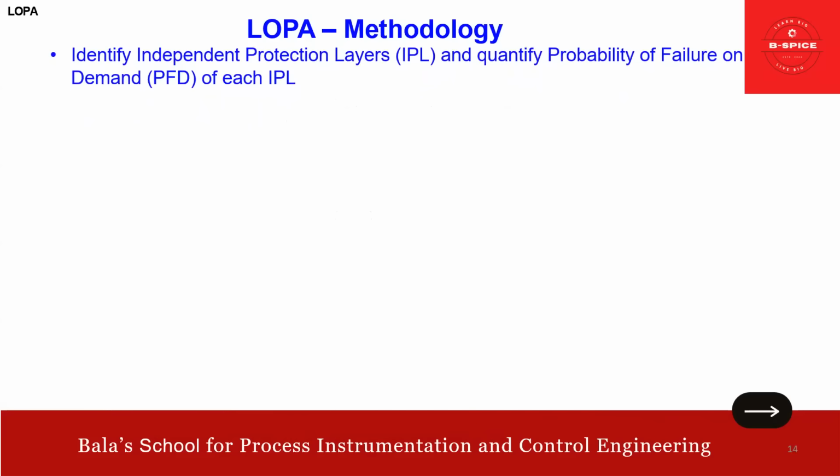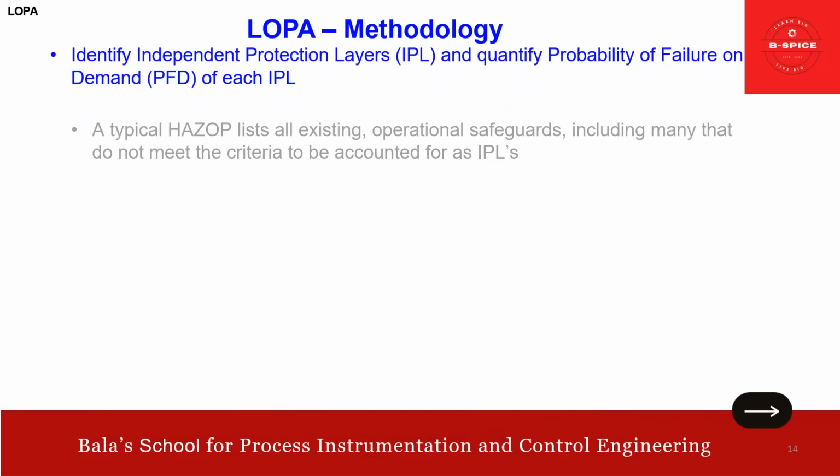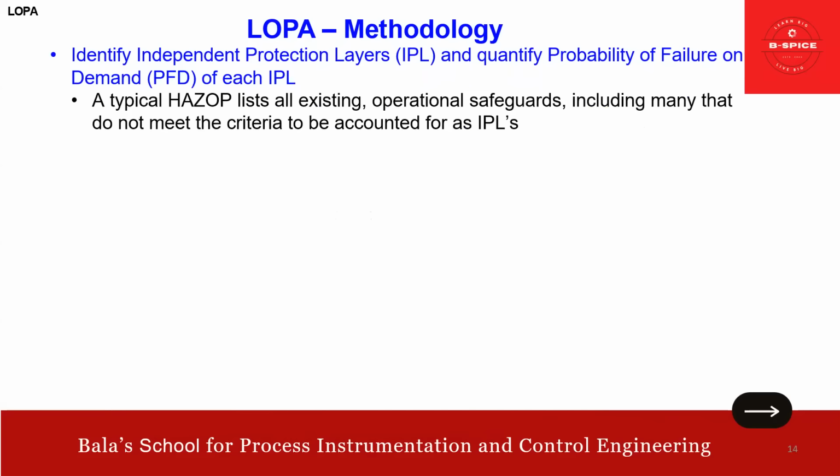We call it a frequency modifier, different terms. Okay, friends? Now, very important. A typical hazard list includes all existing and operational hazard safeguards, including many that may not meet the criteria to be accounted for as IPL.